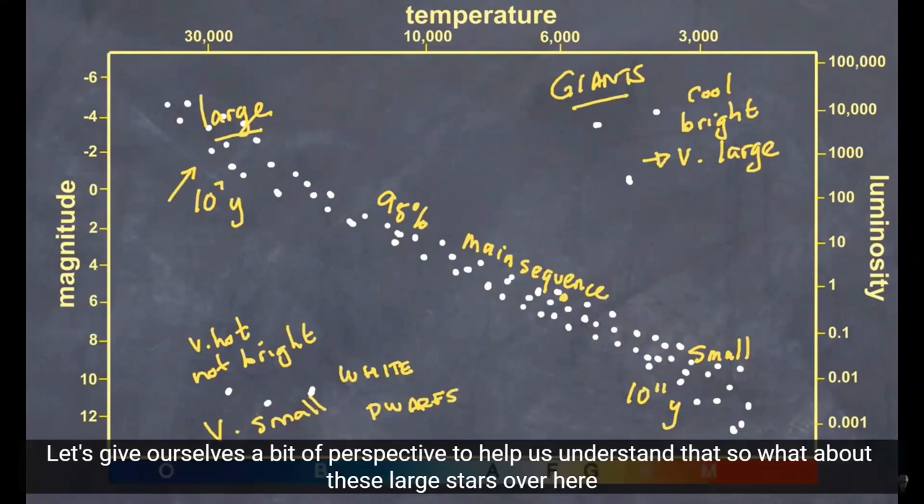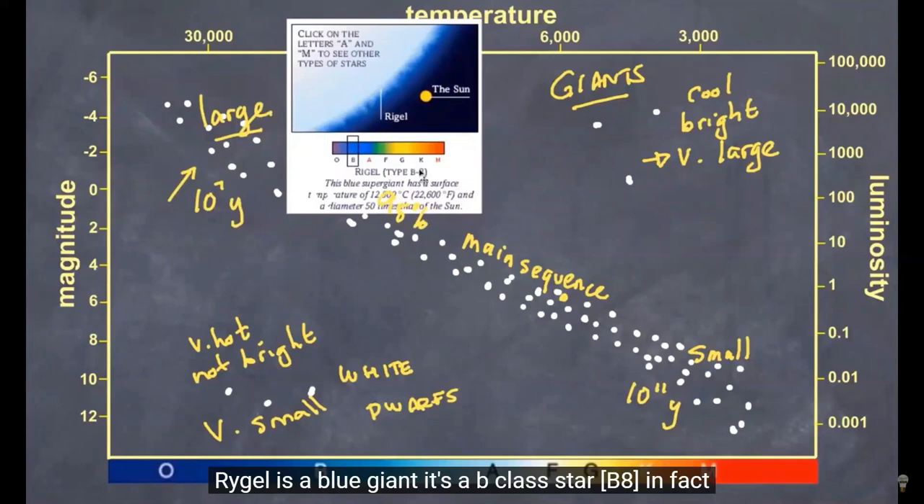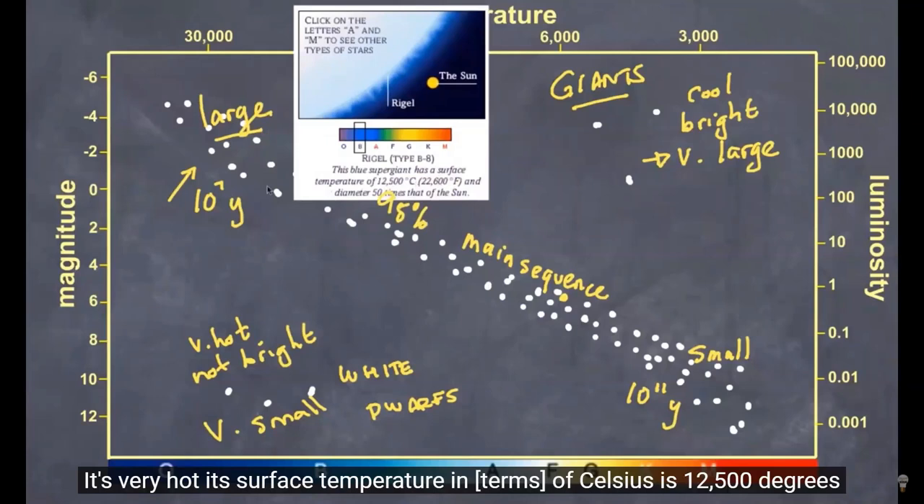So what about these large stars over here? Well, here is an example of the large star. Rigel is a blue giant. It's a B-class star, B8 in fact. It's very hot. Its surface temperature in terms of Celsius is 12,500 degrees. So it's in this range. And you can see that compared to the sun, it is large.